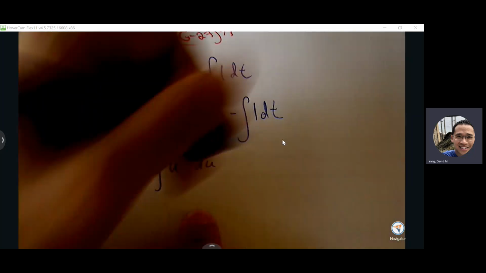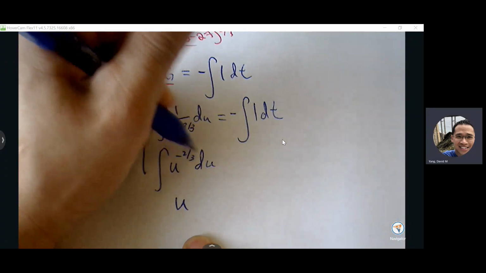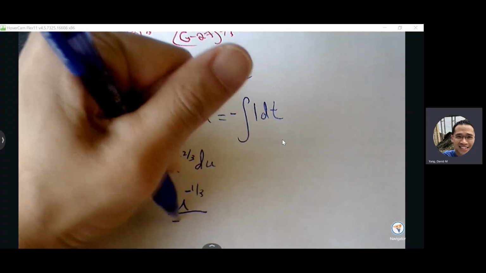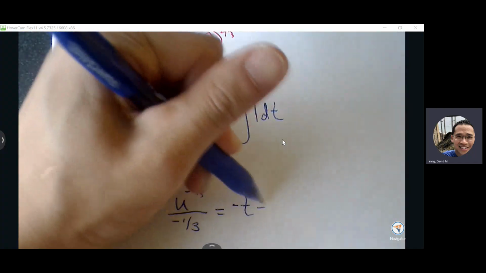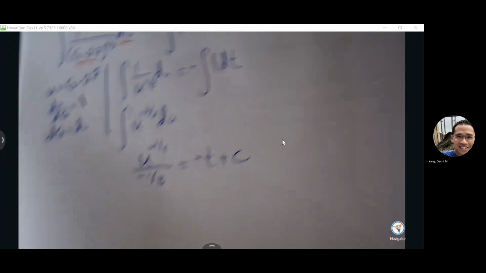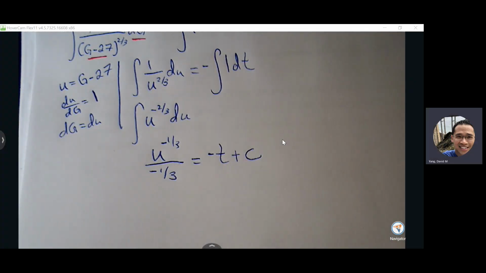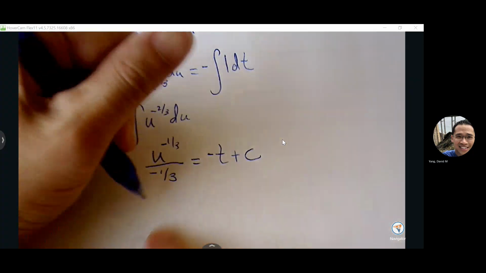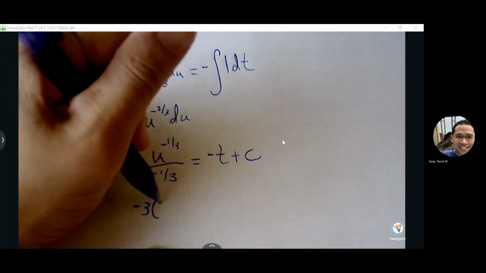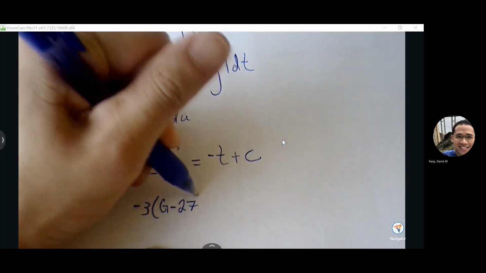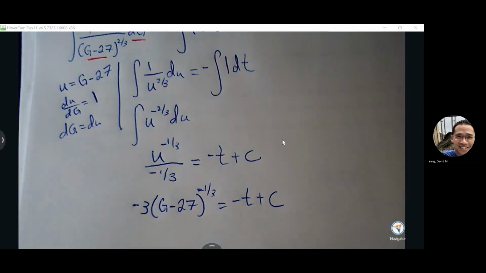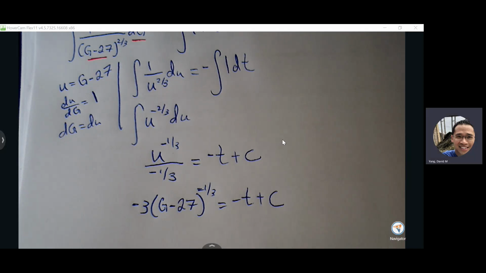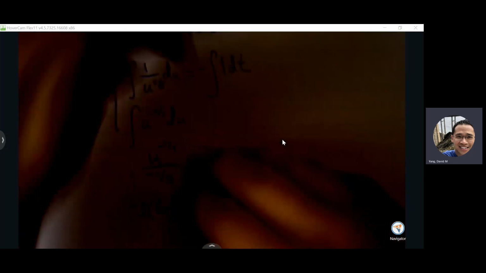With the power rule, U to the negative 2/3 becomes U to the plus 3 over 3, which is negative 1/3, over negative 1/3. Negative 1 dt becomes negative t plus c. Once you have your antiderivative, we can bring our original variable back. Yes, sorry, positive 1/3, plus 3/3. Thanks.